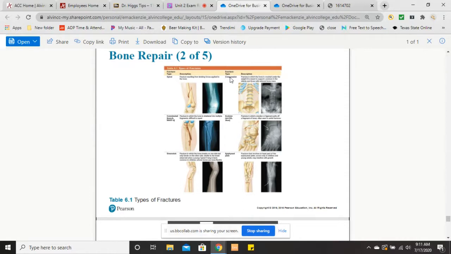And then there's a compression fracture. In a compression fracture, you crush bone. That's what you see in this vertebra right here. They crush the bone. Okay, that's a compression fracture. Key phrase here is you crush bone.